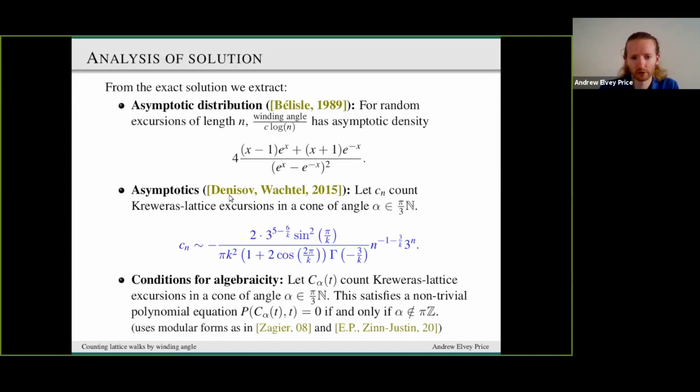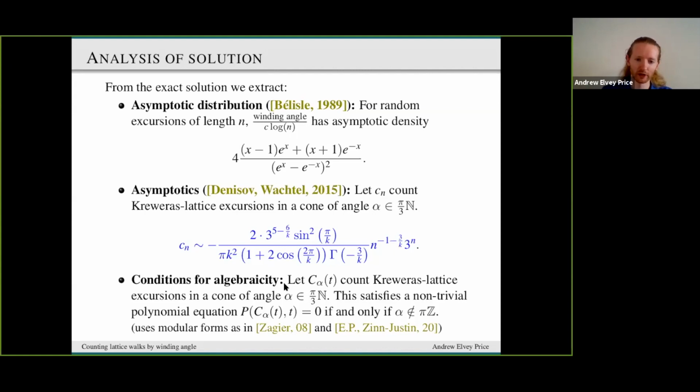Okay, so now just a little bit of analysis. Since we have an exact solution for walks by winding angle and now walks in various cones, we can get the asymptotic distribution of the winding angle for random excursions or random walks. And so this is the density function after rescaling by log n times some constant. We can also get very precise asymptotics for counting walks in, say, a cone. And so we get this, where everything except the constant term was again found in probability literature by Denisov and Wachtel.